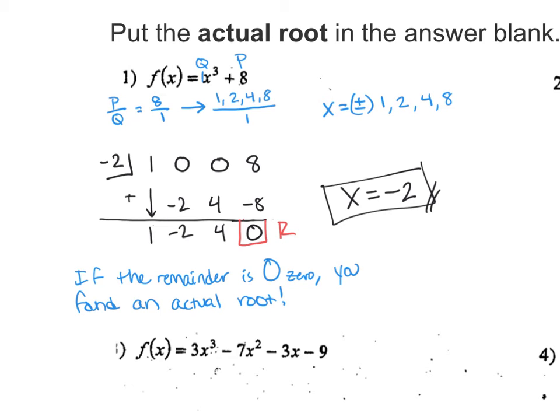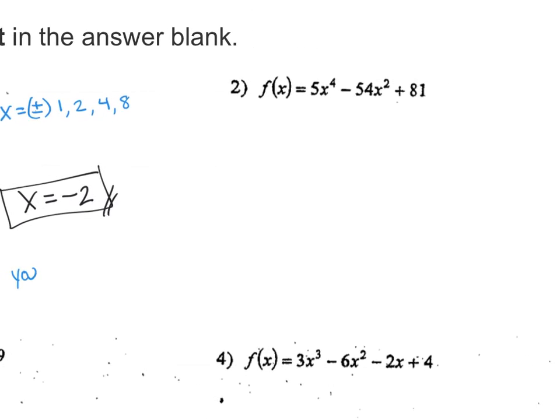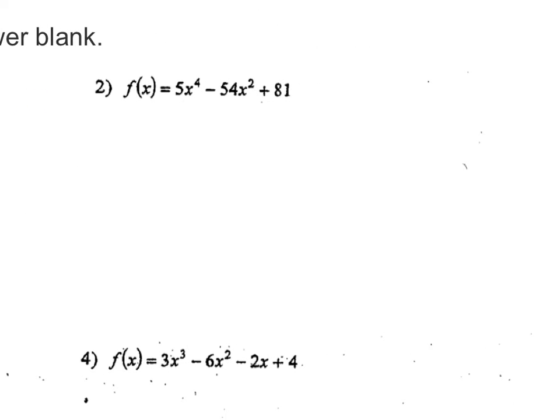So let's try this out just once more. We're going to take a look at problem number 2. So let's see, for problem number 2, when we take a look at our rational root theorem here, we're going to have P as 81 and our Q is 5. So when we do P over Q, it's going to be 81 over 5. And when I list out all these factors, we're going to have a lot more to deal with. So the factors of 81 are 1, 3, 9, 27, and 81.